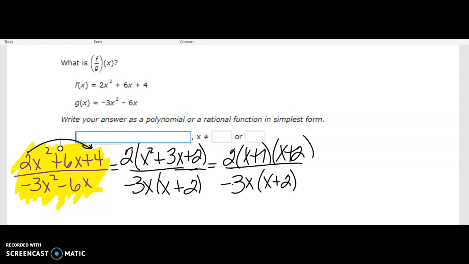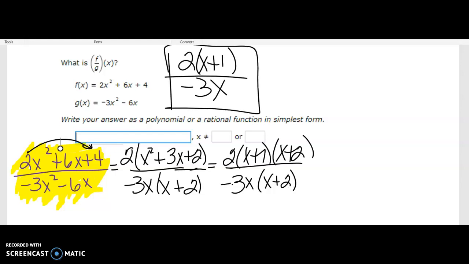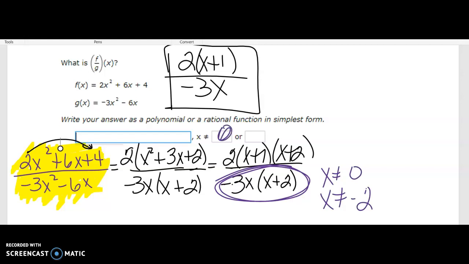Okay. Now, for your answer, in the first box, it is going to be this. I'll explain that better in just a second. We have to find the domain before I explain what's going on because I don't want to cancel things out and confuse you anymore. Let's find the domain. So what would make your bottom 0? x cannot equal 0, and x cannot equal negative 2, because negative 2 plus 2 makes it 0. So 0 and negative 2 go in those boxes.